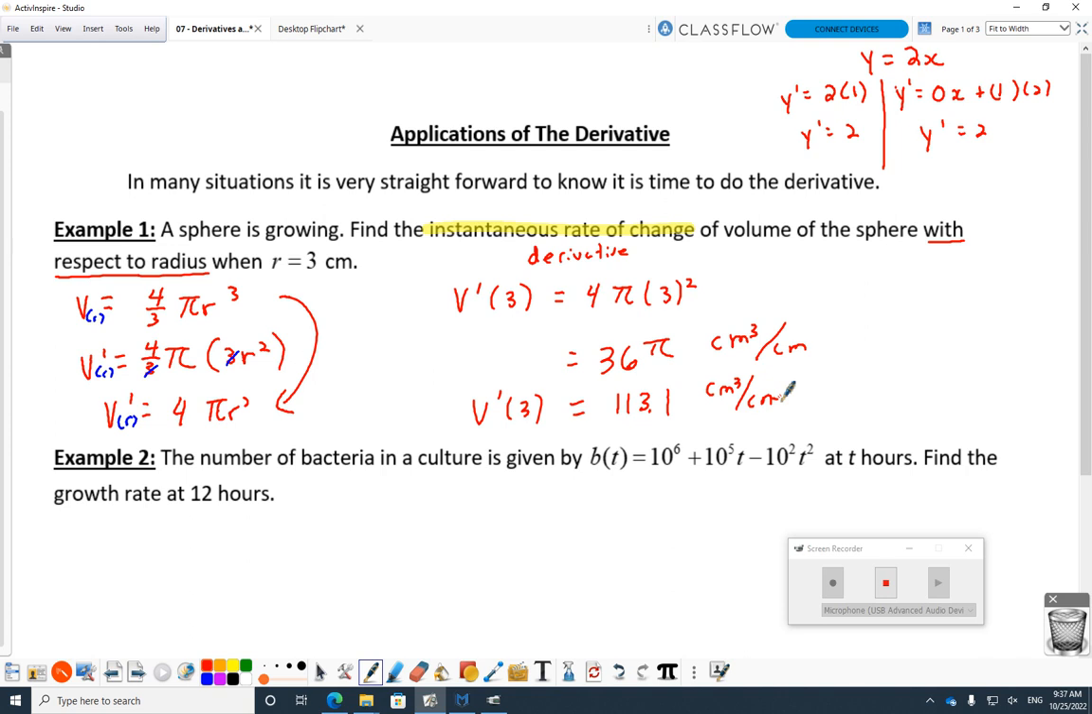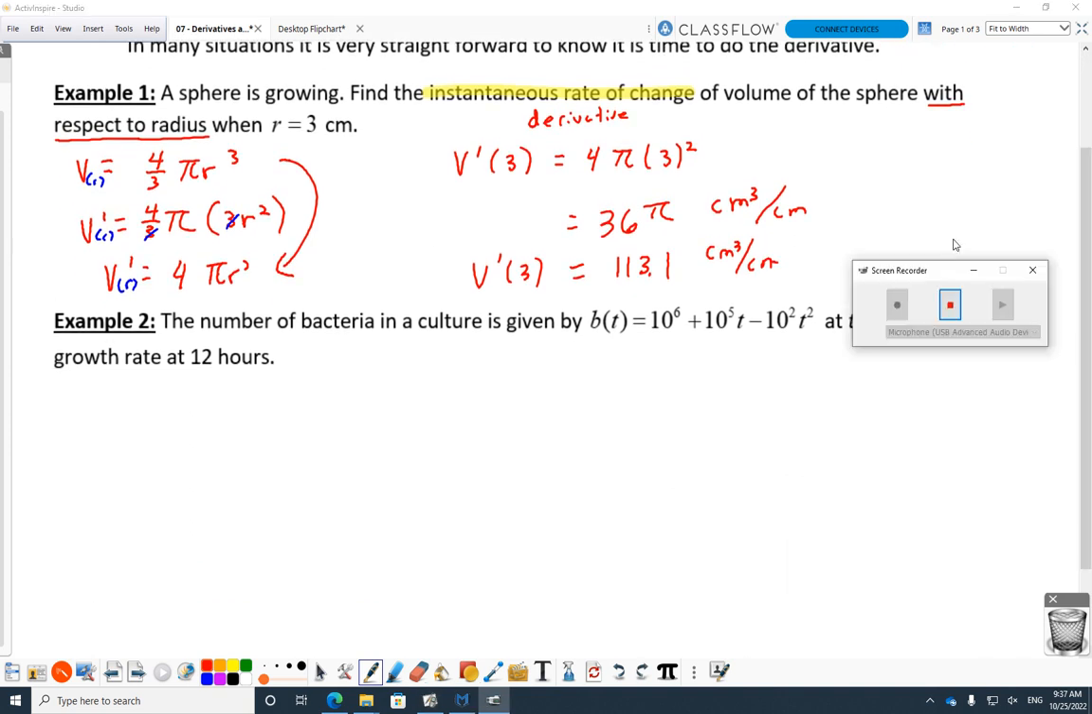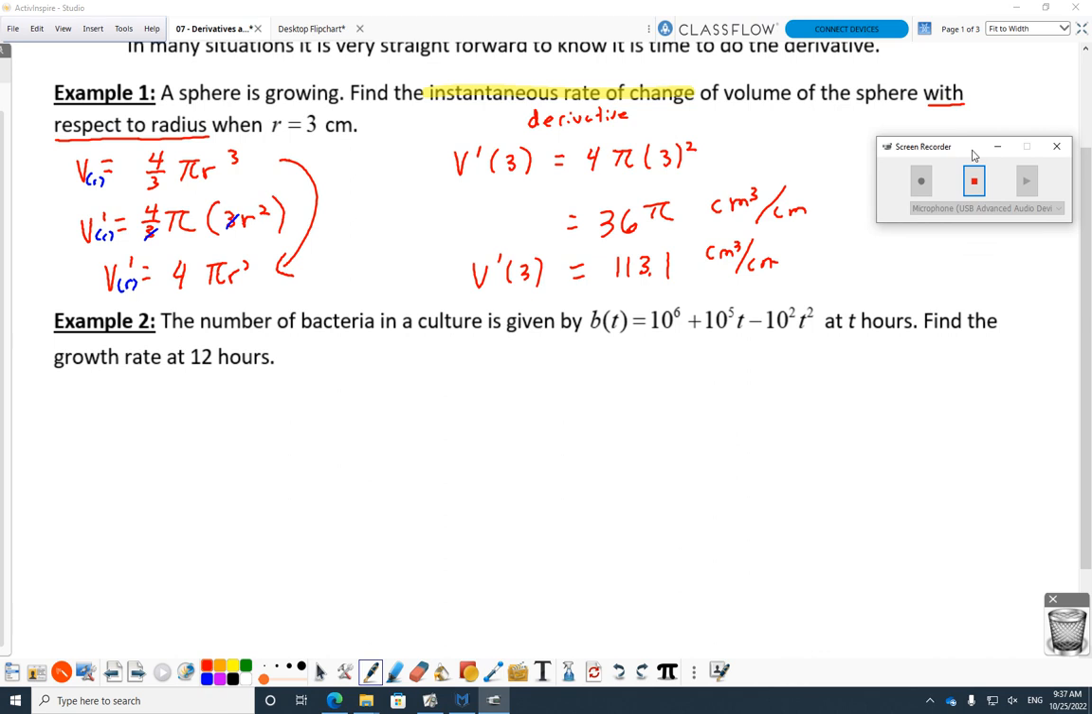All right. Let's do an easier one. That was a geometry problem. We'll switch over to a biology, close to a chemistry type problem and see where the derivative pops up in biology or chemistry.